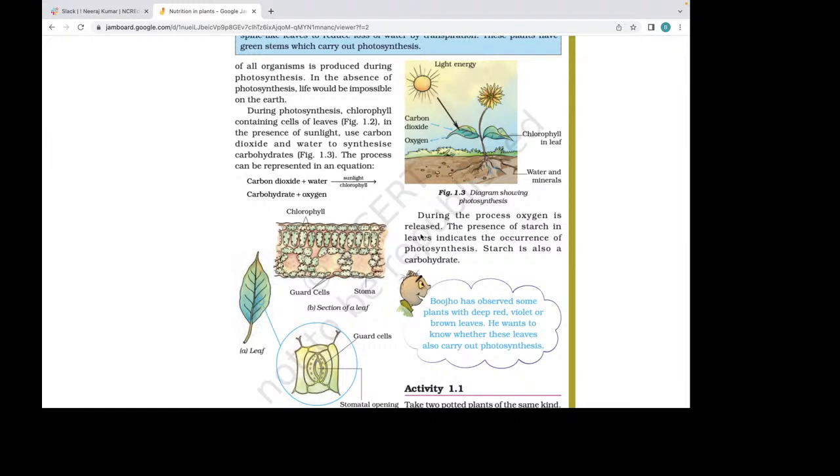The presence of starch in leaves indicates the occurrence of photosynthesis. Starch is also a carbohydrate. So जो starch होता है leaves में, that indicates कि यहाँ पे photosynthesis हुआ है, because it is a carbohydrate. That means carbohydrate has been made in the process and oxygen is released.